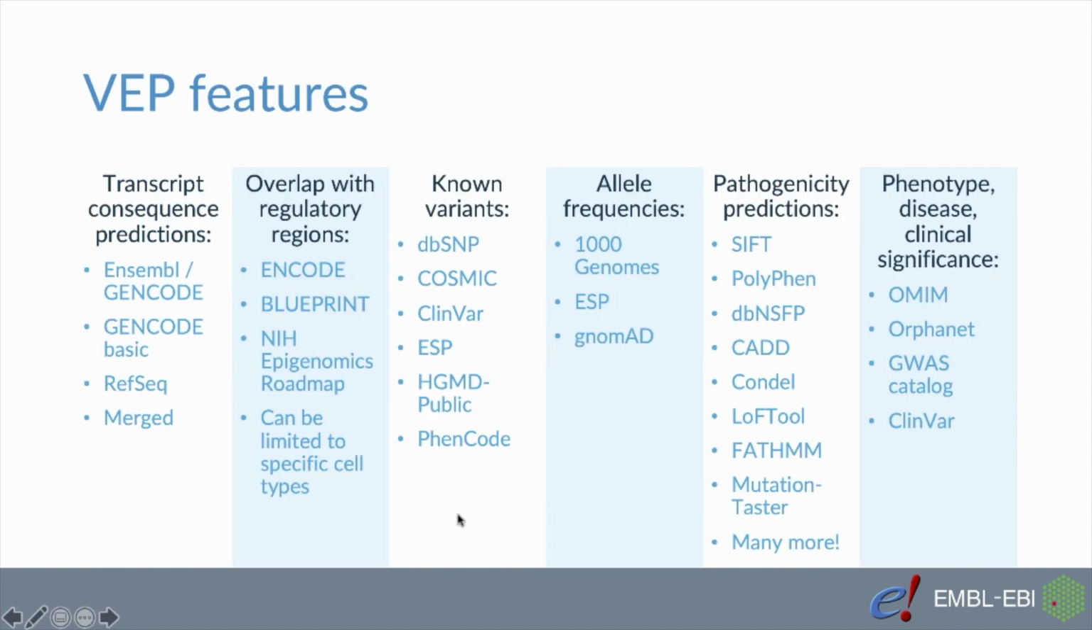Here we have a list of features that VEP can output. You can query different gene sets, including our Ensembl GENCODE gene set or NCBI's RefSeq or even merge databases. You can then find out whether your variant falls in regulatory regions, also whether it's known or novel. You can get allele frequency from different population genetic studies. You can also get pathogenicity predictors. We provide a bunch of them. And finally, you can also get phenotype and disease association from different resources.